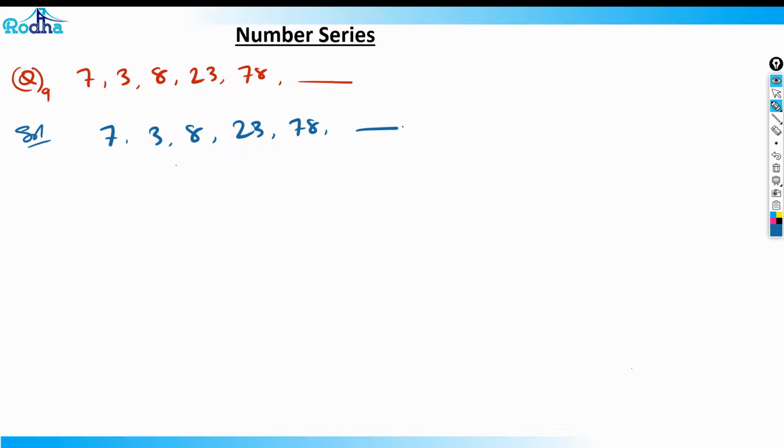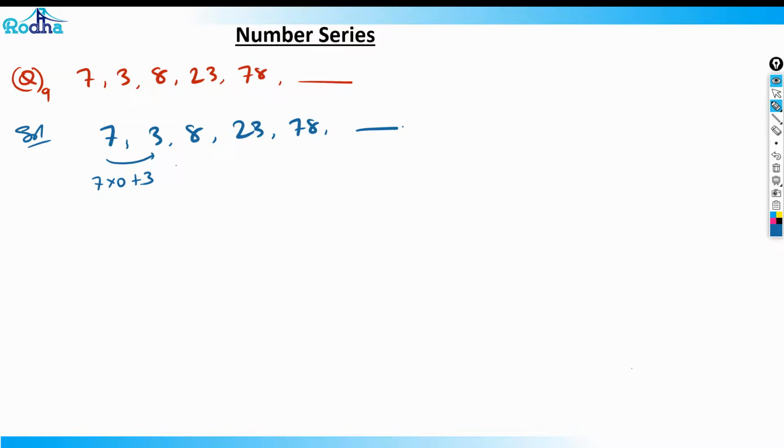If you observe this series, you can see it's a kind of multiplicative series, right? It's increasing a bit fast actually. 7, then 3, then 8, and 23, 78. So you can think of it initially as multiplicative. So just try to reach from 7 to 3 by multiplying. It should be like 7 times 0 plus 3. Okay, fine.